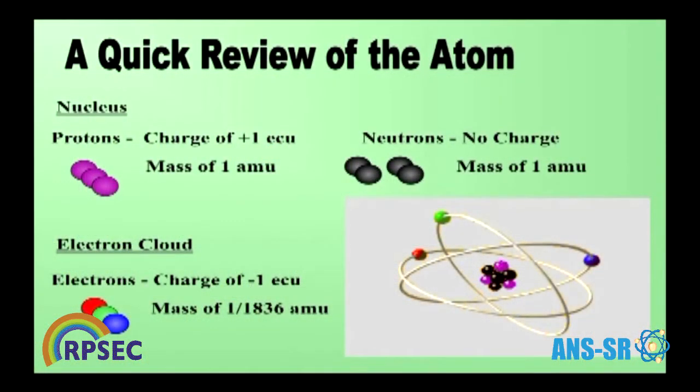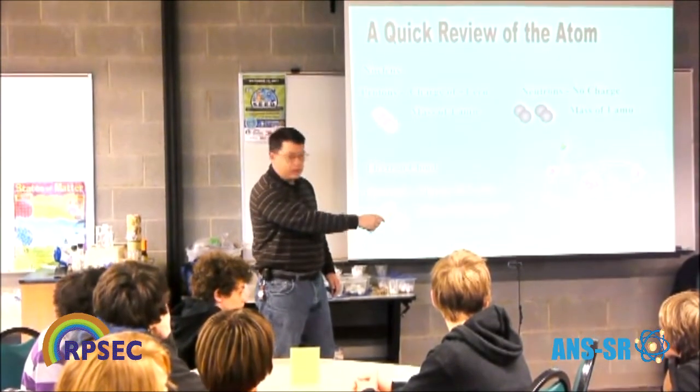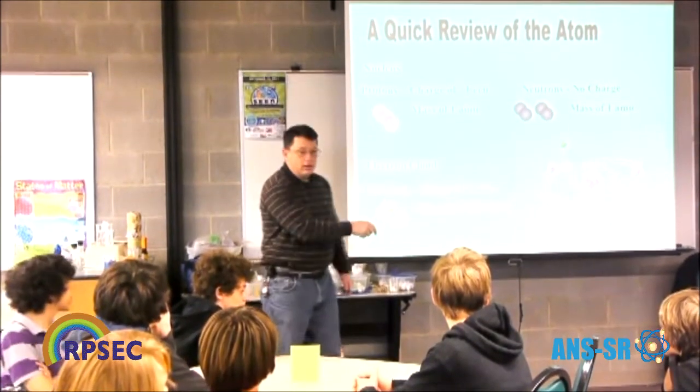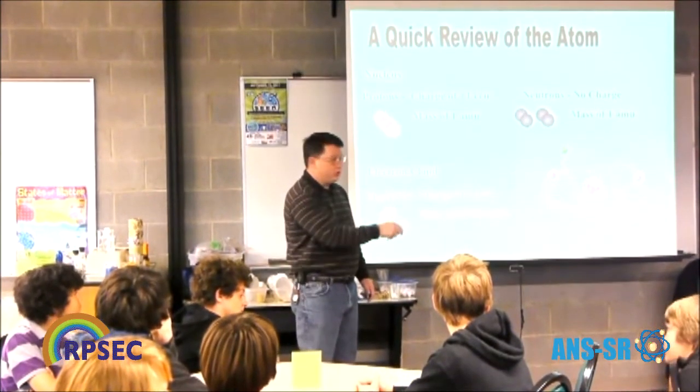Electrons are really tiny. I drew them the same size here so you can see them, but they're very, very tiny, 1/1800th. If I drew them the relative size, you wouldn't even see them. So electrons are what chemistry people deal with. Nuclear engineers only deal with the nucleus.